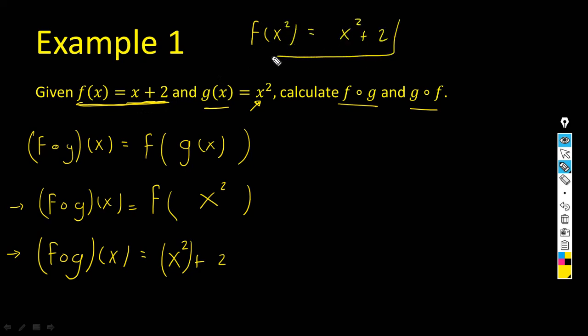Try to understand this. It's the same as when I evaluate f in 3, that's going to be simply 3 plus 2. I'm just substituting this value whenever I see the x. And if I'm given this value to evaluate, then I do exactly the same. I just put it whenever I encounter the x.